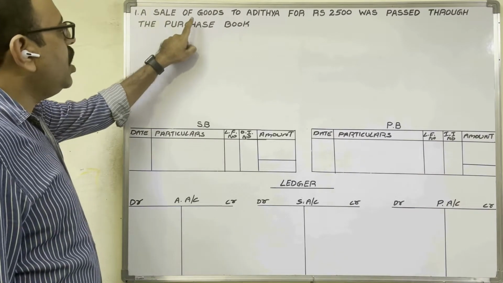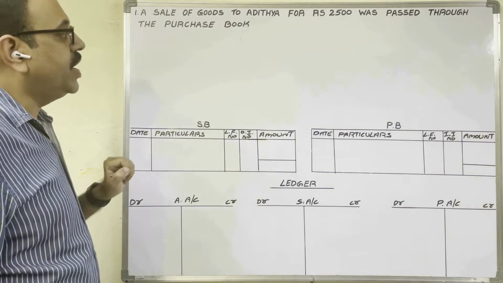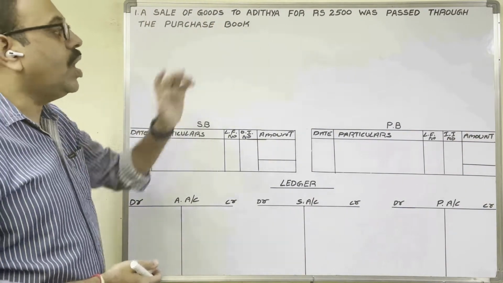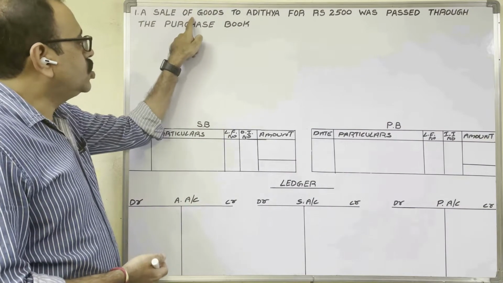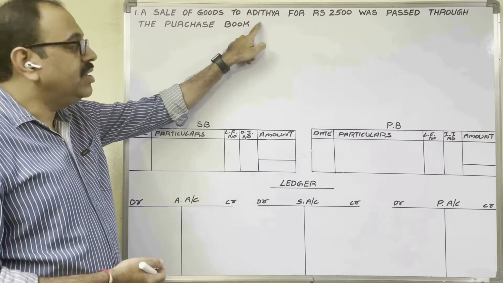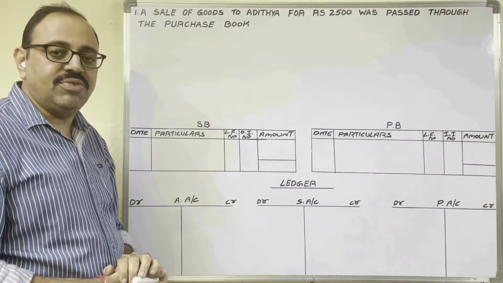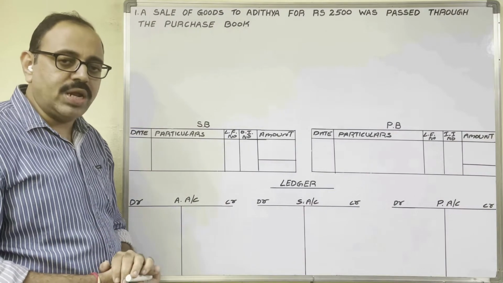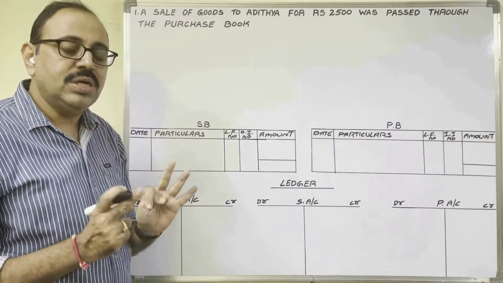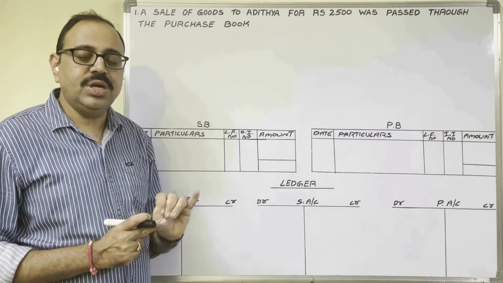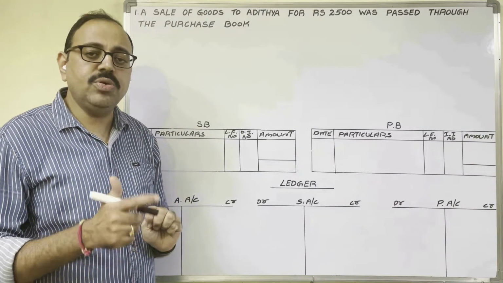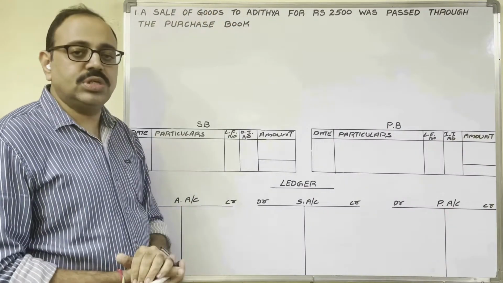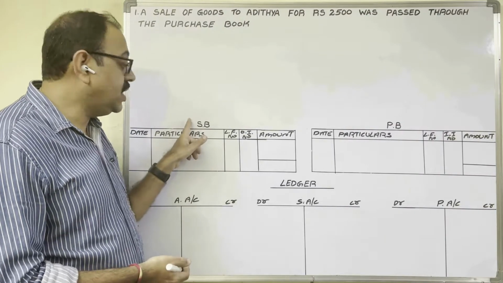First point, a sale of goods to Aditya for 2500 was passed through the purchase book. A sale of goods to Aditya. Goods are sold on credit because with a sales transaction customer's name is given and the firm is maintaining subsidiary books. Subsidiary books are total 8: purchase book, sales book, purchase returns book, sales returns book, cash book, bills receivables book, bills payables book and journal proper. This is credit sale of goods.